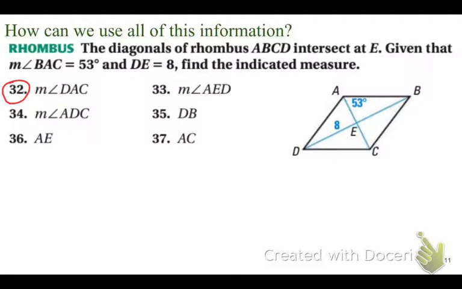So we're going to look for the measure of angle DAC. Let me get this right this time. DAC. So I'm going to write it all down here. We know that BAC is equal to 53 degrees. Now, what is it about a rhombus and all its characteristics that tells us what the angle DAC is?